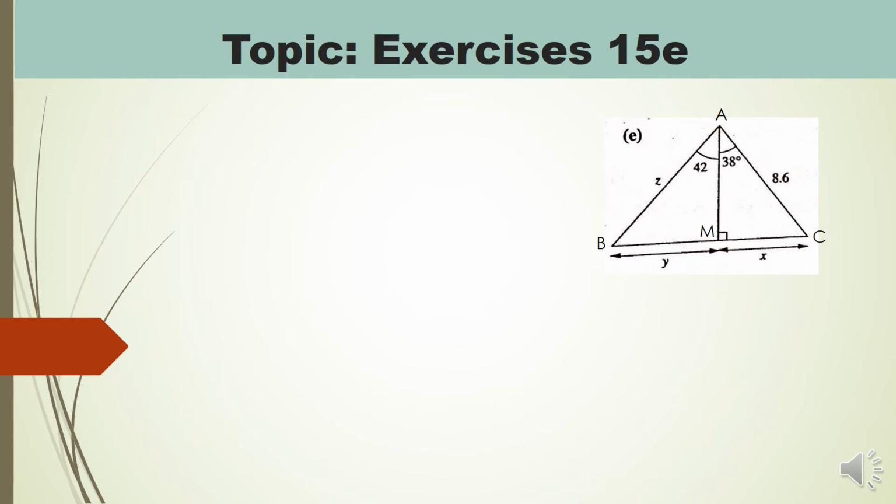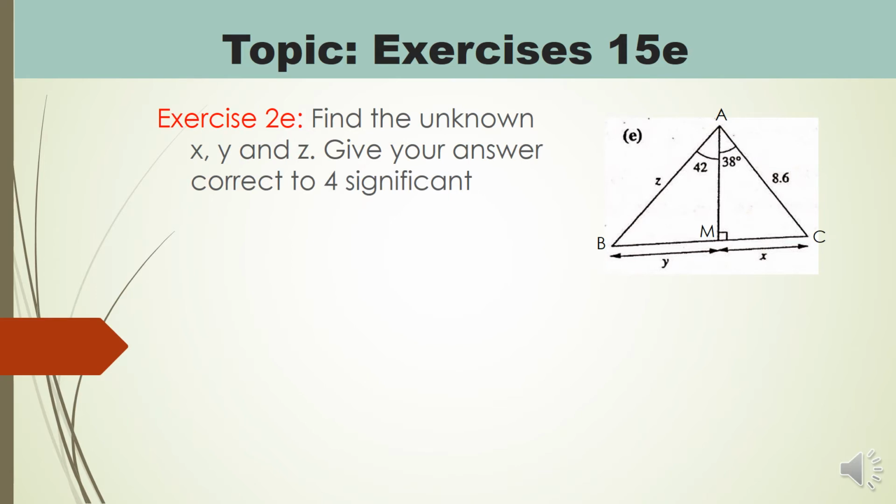Here is another exercise that is more complicated than that one. Exercise 2E asks you to find the unknown variables x, y, z, and the answers must be correct to 4 significant figures. You need to observe the figure and find out what you know, the angles and the sides that you know. You know the angles 38 and 42, but the side between these angles we don't know.